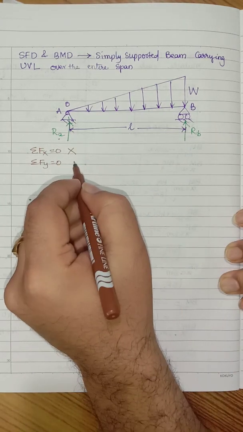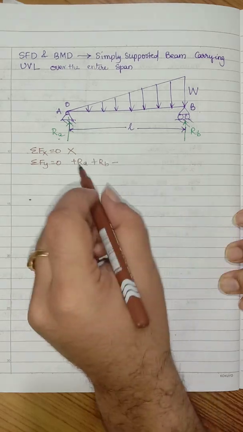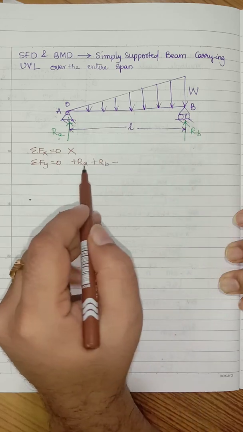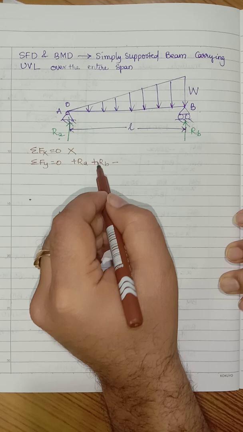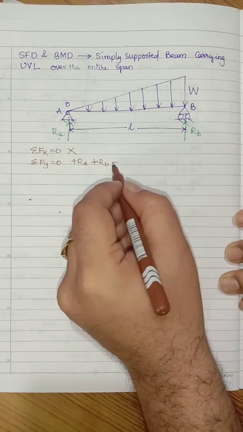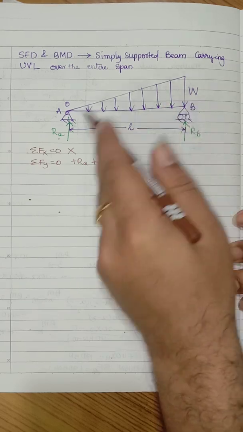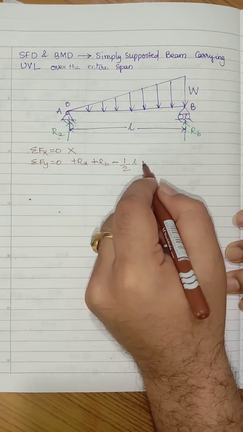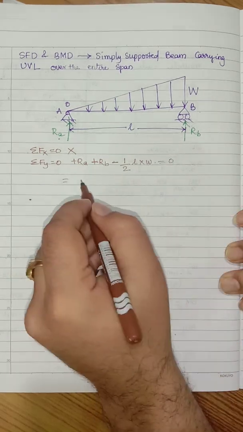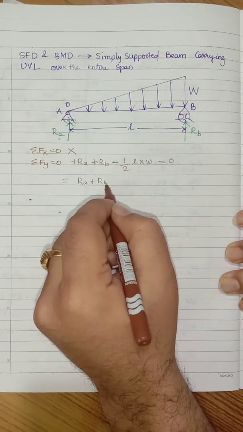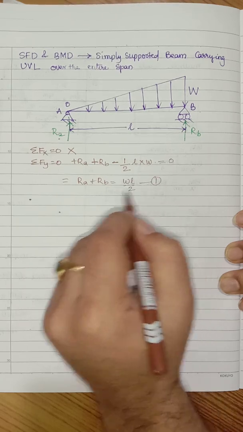As you can see, we have plus RA plus RB. RA and RB are both acting in the upward direction. Upward forces I am taking as positive, and this triangular load is acting in the downward direction, so it should be taken as negative. The magnitude of the load is the area of the loading diagram, half into length multiplied by W. So this is equal to 0. RA plus RB is equal to W into L divided by 2. Let us call this the first equation.